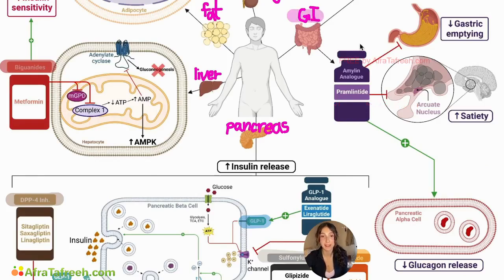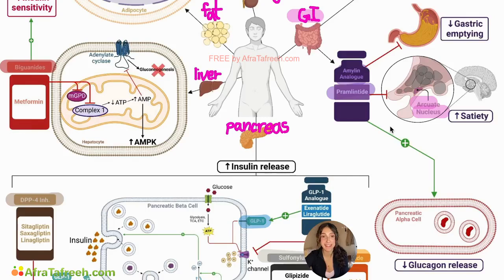So the first step is when you eat a meal and you are getting some of that energy into your body, that energy is going to have to go through your stomach. And the speed at which your stomach digests that food and the speed at which we have gastric emptying is going to relate to how full you feel. Additionally, the arcuate nucleus in your hypothalamus will also play a role in fullness. We have several agents that work at this step. These are your amylin analogs, and the most notable of these is going to be pramlintide.